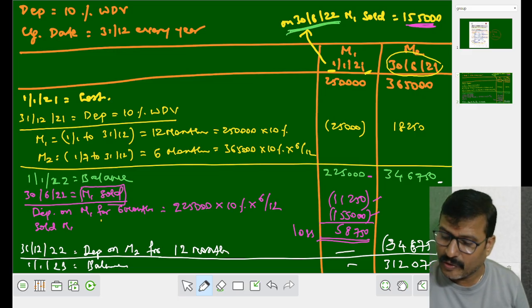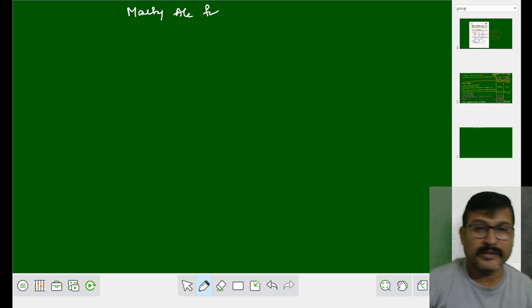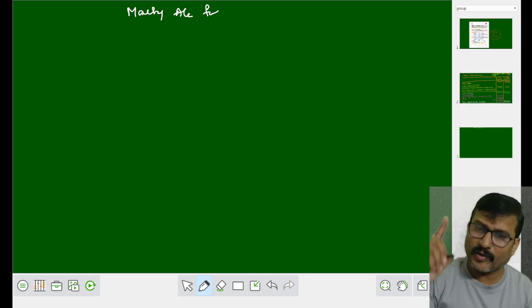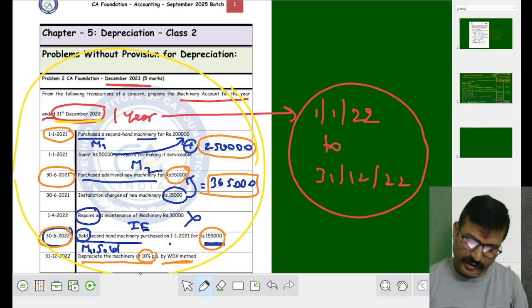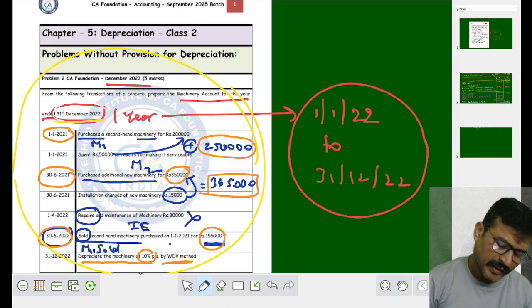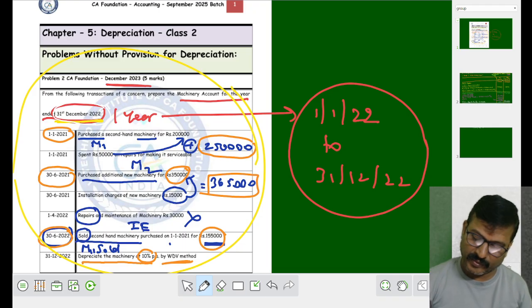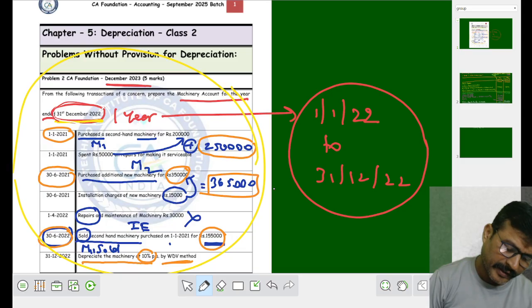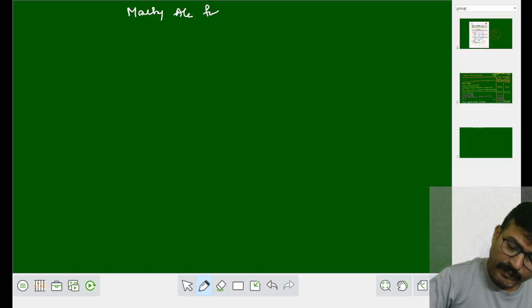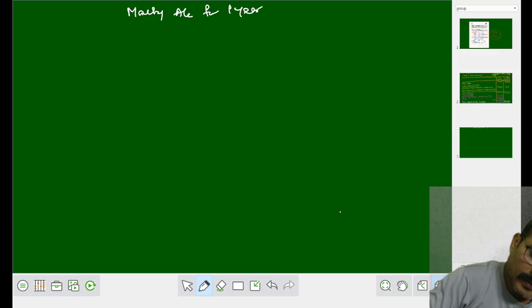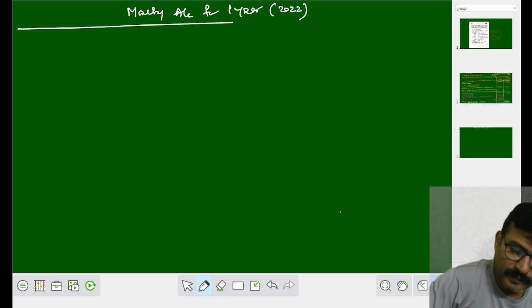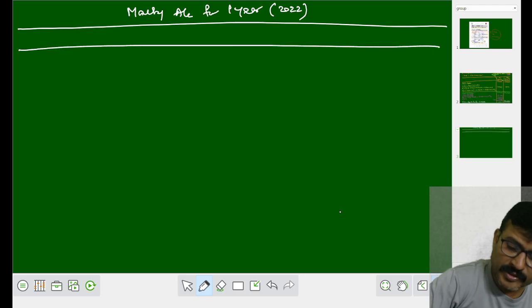Now what we have to do? We have to prepare machinery account for which year? We have to prepare machinery account for 1 year. What is that year? You have to prepare machinery account for 31st December 2022. For which year we have to prepare? 31st December 2022, machinery account for 1 year, that is 2022. Prepare the machinery account.